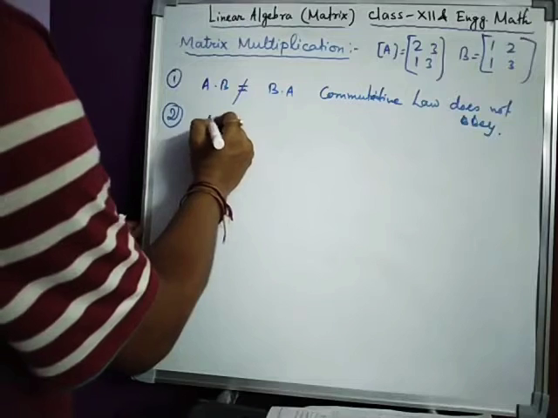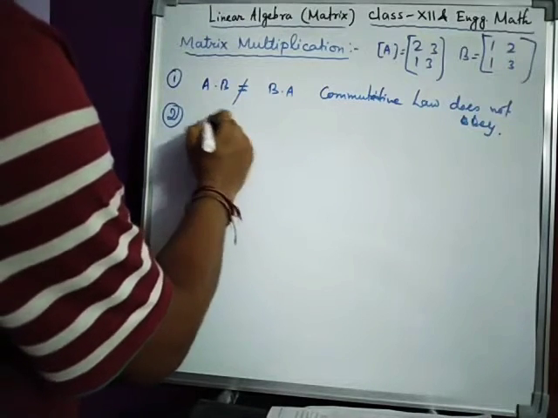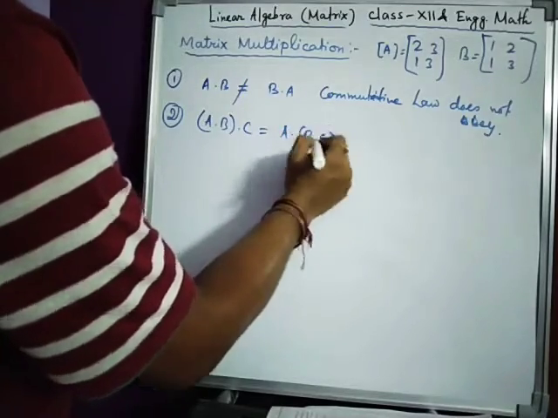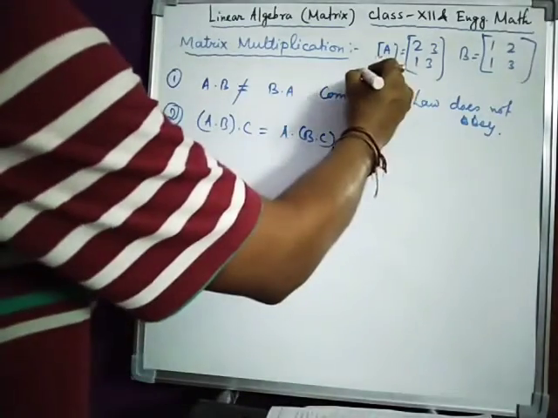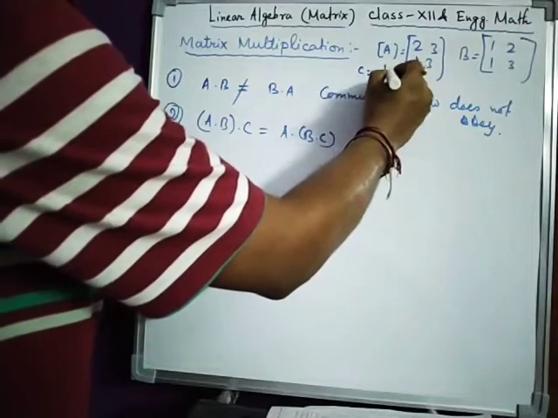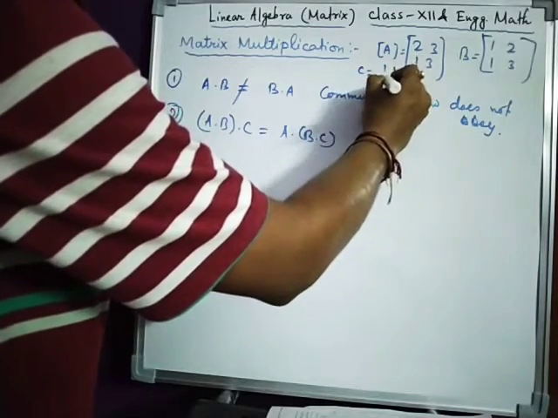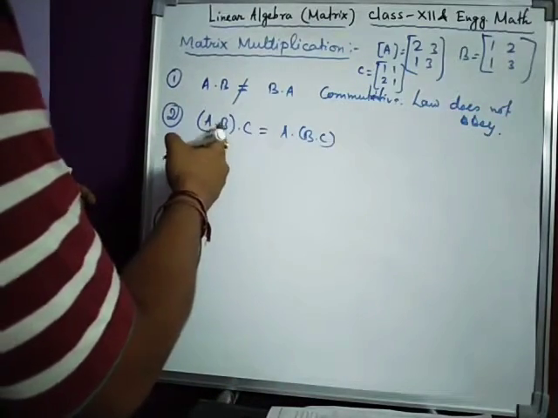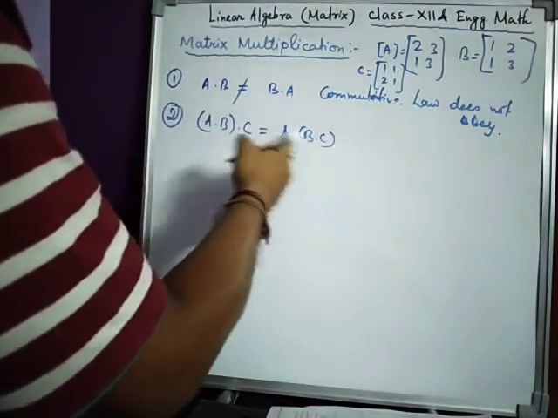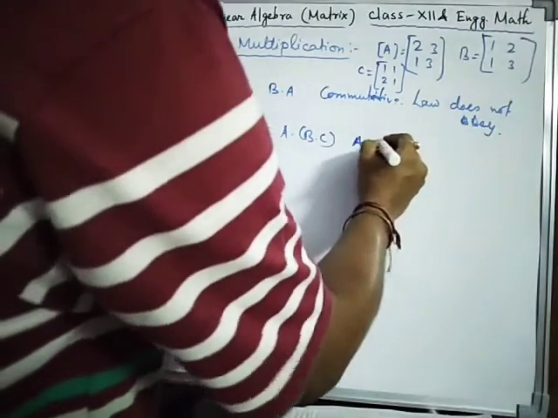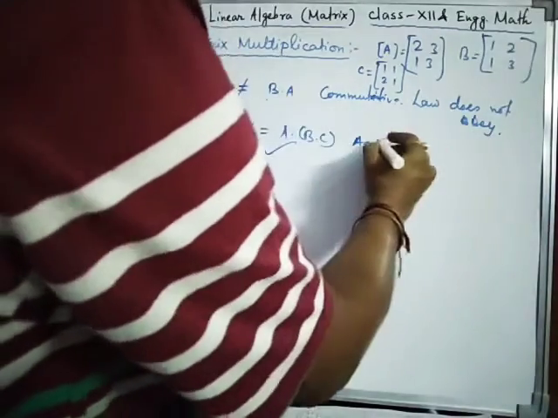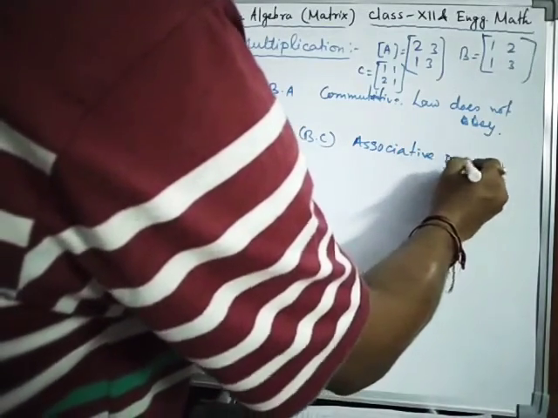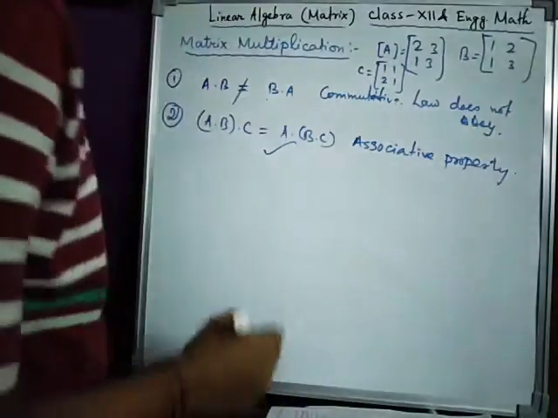The associative property tells that (A into B) into C equals A into (B into C). This will obey. Suppose another matrix I am taking, C, this is suppose 1 1 2 1. If you multiply in this way, A dot B first, then with that C, and then in the other way, this is called the associative property. It will follow. The associative property in case of multiplication will follow.